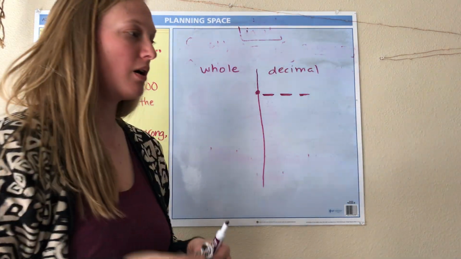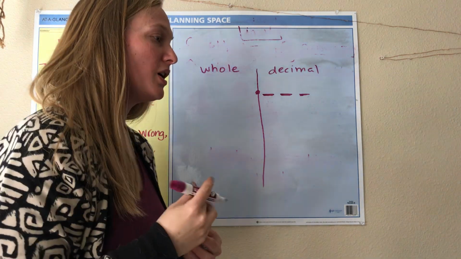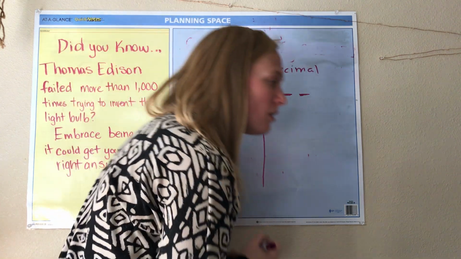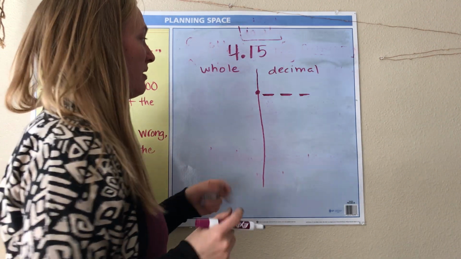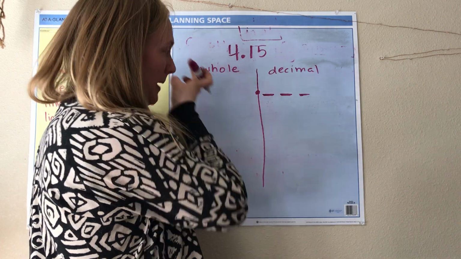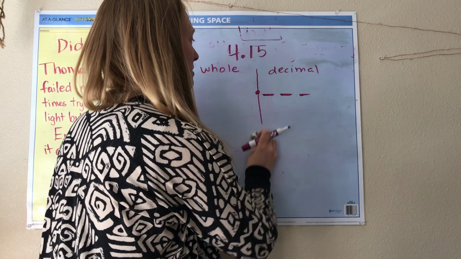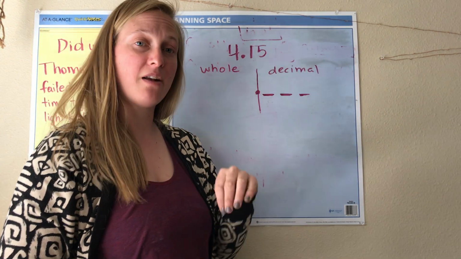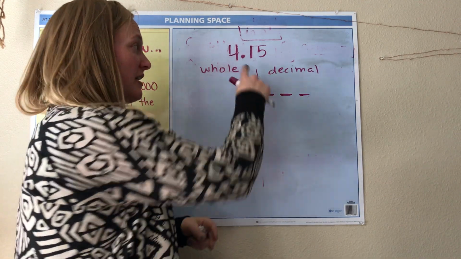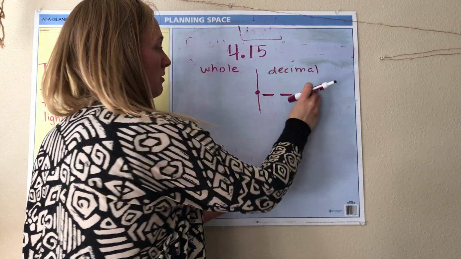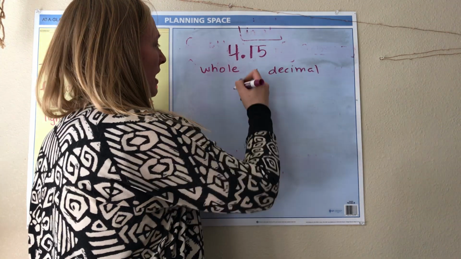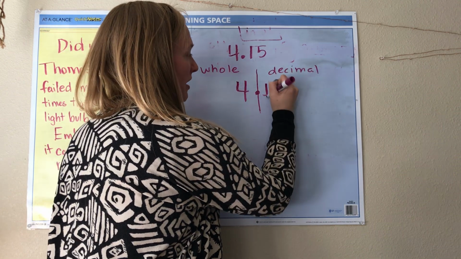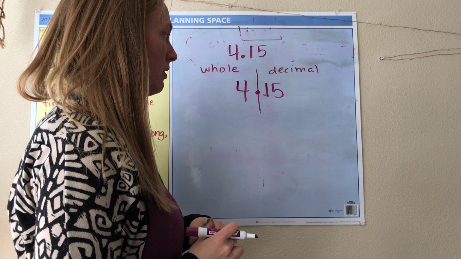Okay, I'm on question number 3 in your packet. So turn 4 decimal point 15 into a mixed number. Okay, so now I'm going to go ahead and show you how to do this using a whole number and a fraction. So again, say this decimal out loud. 4 and, so 4 is my whole number, 15 hundredths, okay?